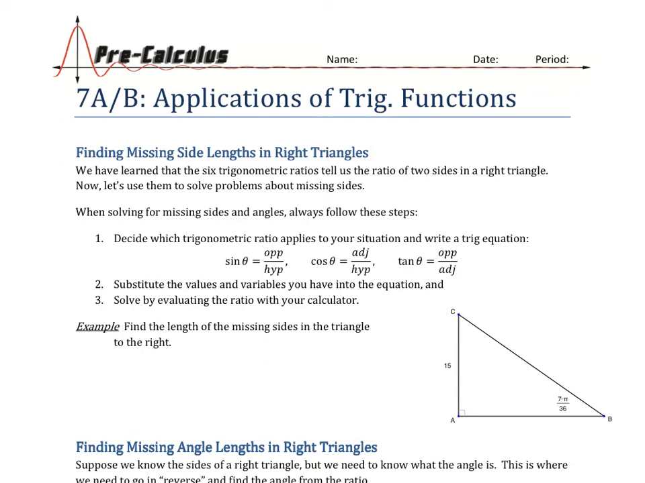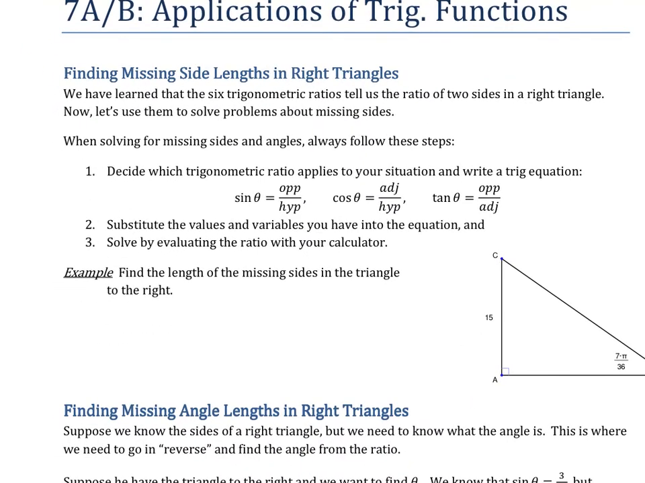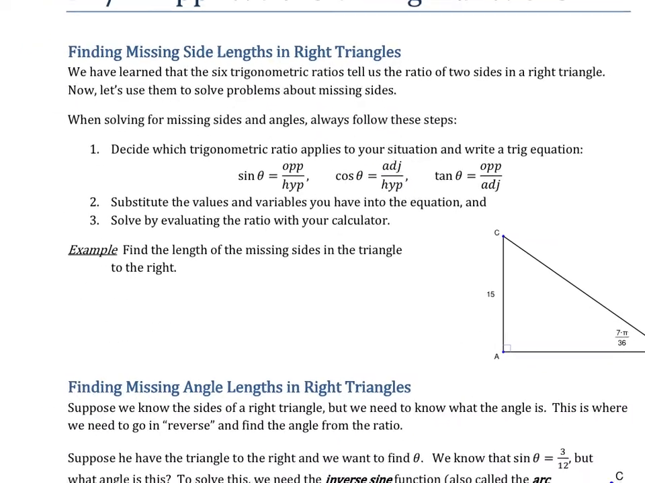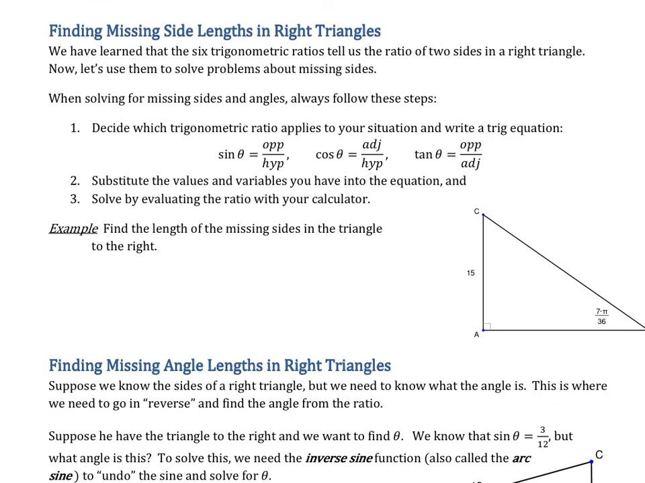Now that we've learned about sine, cosine, tangent, and our cosecant, secant, and cotangent, all 6 trig functions, let's go ahead and see how we can apply them to some triangles. Here we're going to find the missing lengths of sides in some triangles. To do that, we need to take what we know about sine, cosine, and tangent and write some equations.